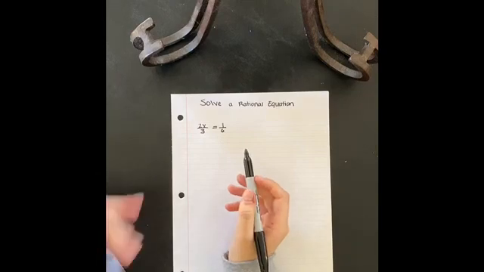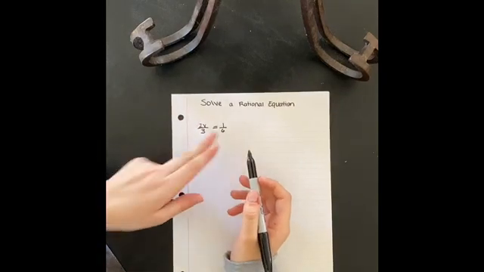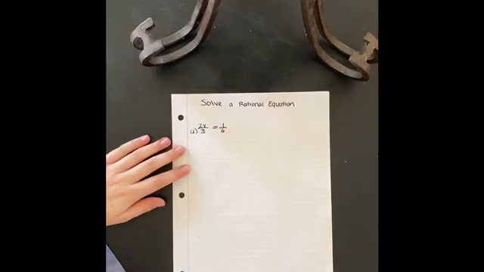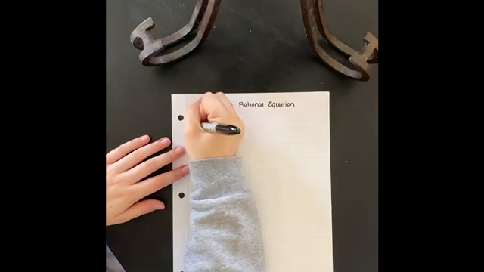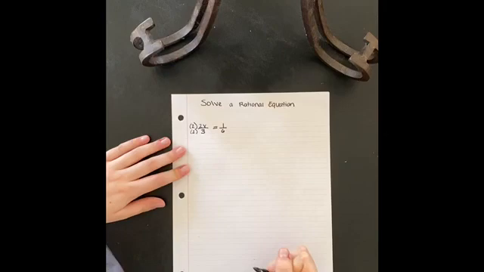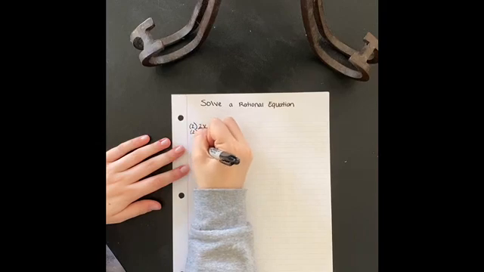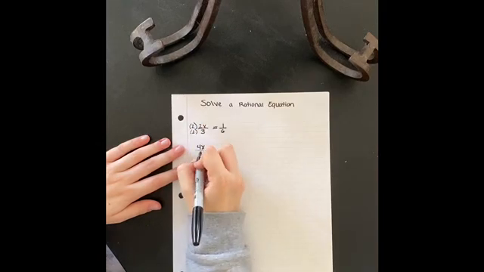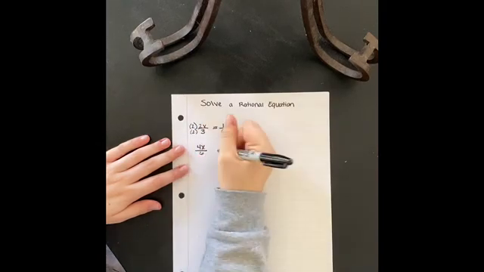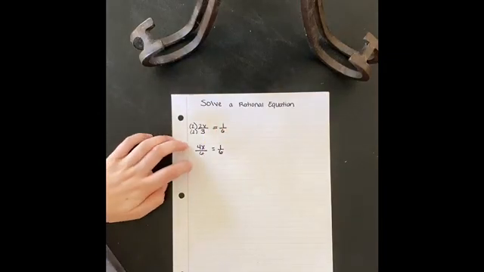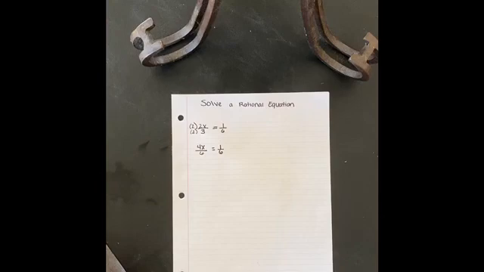So to make this denominator equal to that one, we're going to multiply that by 2. And whatever you do to the bottom, you always have to do to the top. So we're going to multiply 2x by 2 as well. So now we're just going to do that out. So 2 times 2x gets you 4x, and then 2 times 3 equals 6. And then we're just going to set that equal to 1 over 6. Okay, so now that both of the denominators are the same, we can just cross them out.